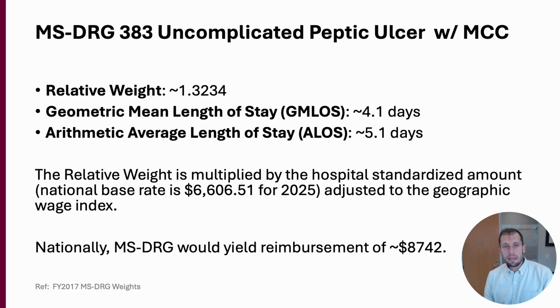All right, and so for this DRG, diagnosis-related group, it has a relative weight of 1.3234. And then some of the other things that are going to be considered are the geometric mean length of stay and the arithmetic average length of stay. So these are two terms.